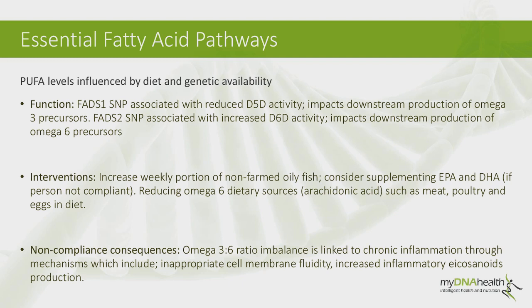So from an intervention point of view, if we think about what may pop up, a weekly portion of non-farmed oily fish, so wild salmon, for example, or consider supplementing EPA or DHA if a person's not compliant with eating enough fish, or we could reduce their omega-6 intake, so looking at certain meat and poultry that are particularly being fed a grain-based diet, and trying to reduce that omega-6 side, or eggs. Non-compliance consequences: well, really the omega-6 to omega-3 ratio balance is known to be linked to chronic inflammation through those mechanisms that we spoke about before, so the inappropriate cell membrane fluidity and increased inflammatory eicosanoids, those short-acting hormones. So really our genetic variants and our lifestyle have very much an effect on our inflammatory balance.